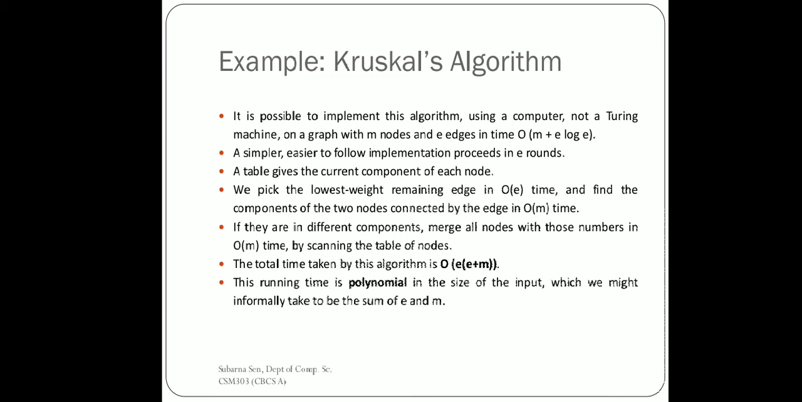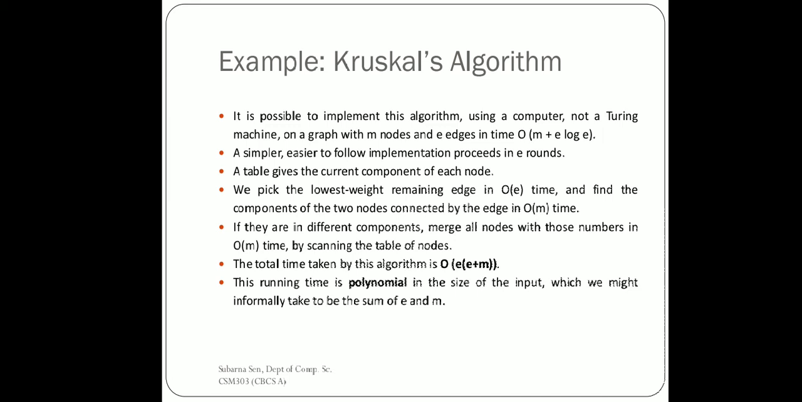First edge has been picked up. Now how are we going to select the edges? By picking up the next smallest edge and again the next smallest edge. For picking up or selecting edges, if we have e number of edges, the total required time will be order of e, right? That is the number of edges, and then finding the components of the two nodes connected by the edge, right?